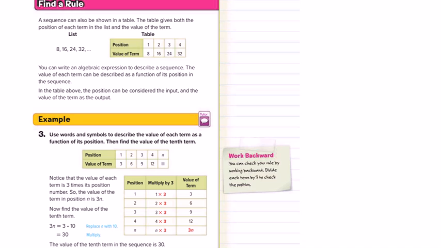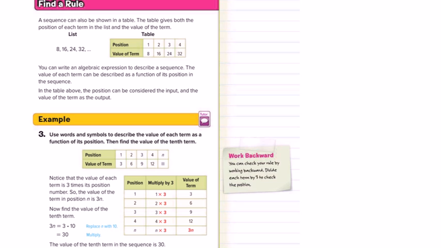Use words and symbols to describe the value of each term as a function of its position. Then find the value of the 10th term. So I can see in the table below the value of the term in position 1 is 3, the second position term is 6, the third position term is 9, the fourth position term is 12, and then they have n there to represent any position term.